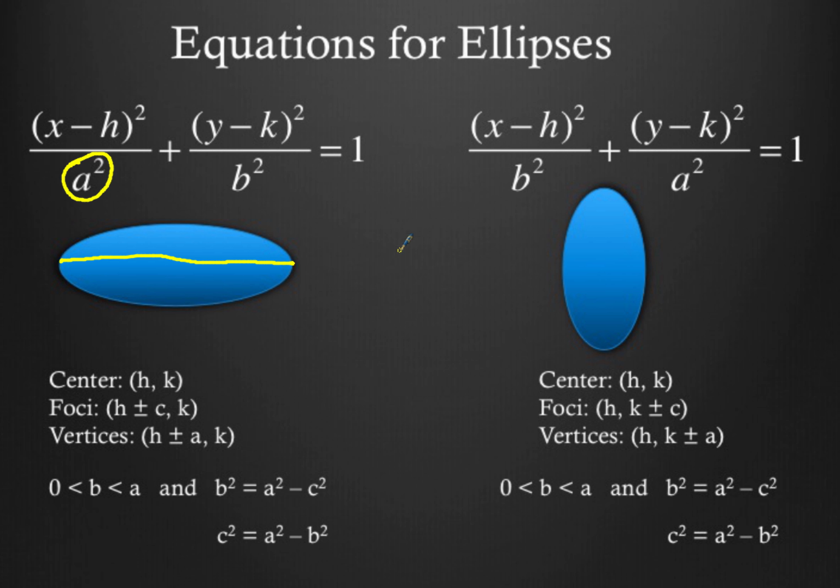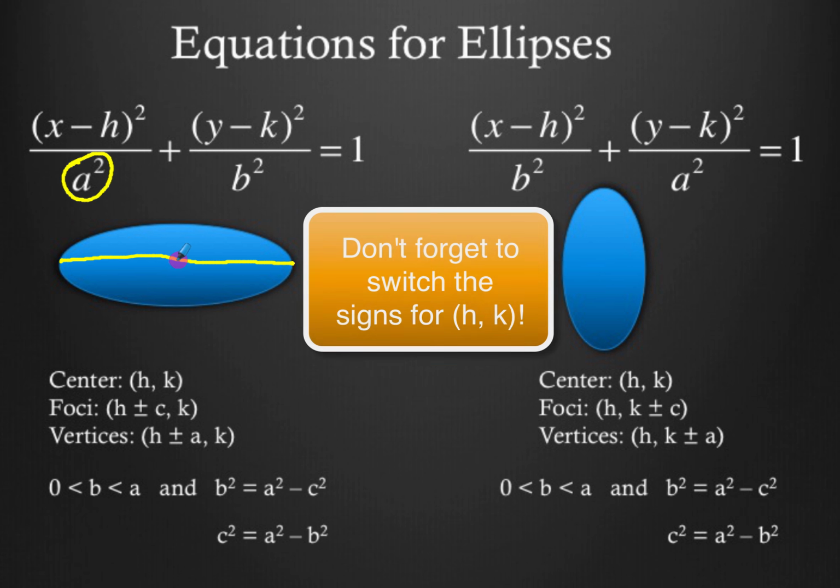Now, a couple of things about this. Both equations find the center of our ellipse the same way. You just look at the h and k coordinates and pluck those out, and there's our center. So whether we're dealing with an ellipse that is stretched horizontally or one that's stretched vertically, you still get the center the same way.